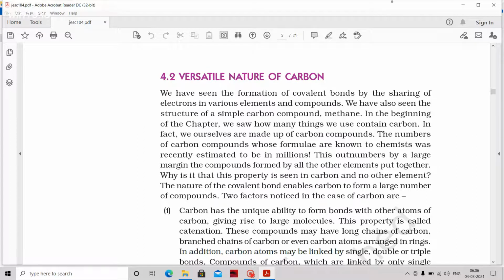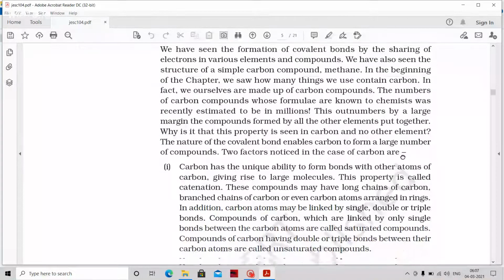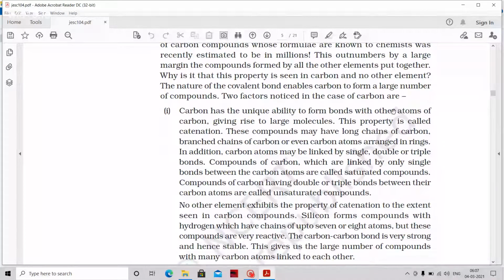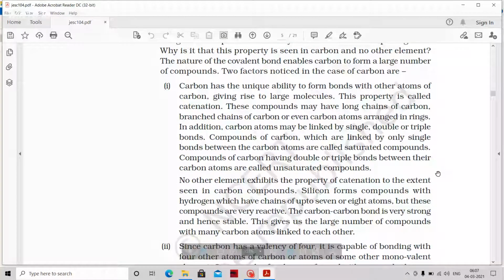Carbon forms this huge number of compounds because of two factors. That versatile nature of carbon is due to two factors. One is catenation of carbon, another is tetravalence. Remember, very important question: one is catenation of carbon, another property is tetravalence. What is catenation? Catenation is the ability to form bonds with other atoms of carbon.